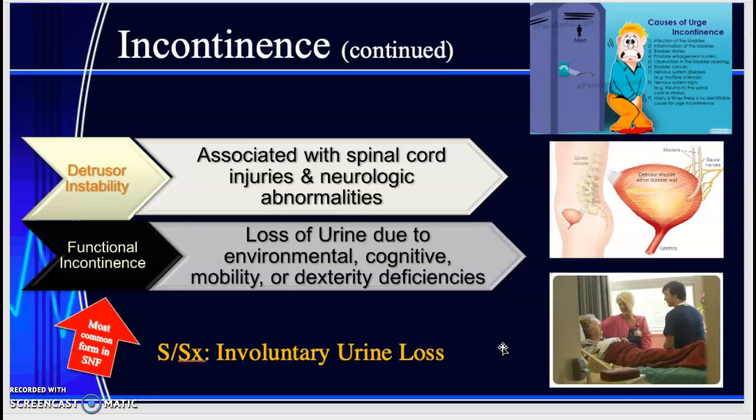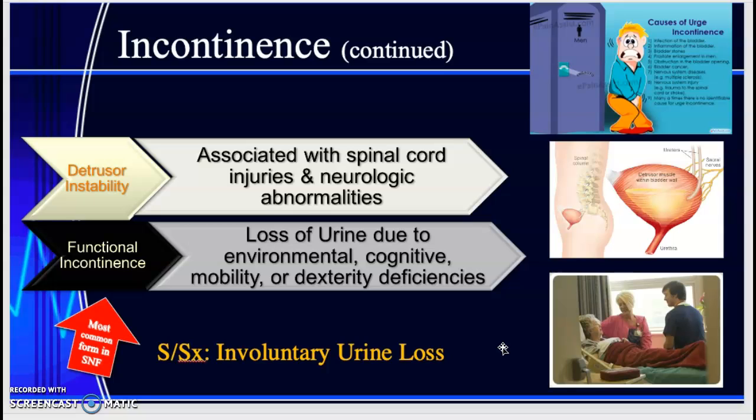And then the last one, and probably the most common one that you're going to see, is functional incontinence. This is where they lose control of urine due to environmental, cognitive, mobility issues, and dexterity deficiencies. A great example of this would be if you were to go down to a skilled nursing facility and you take a person that is normally active, stick them in a room, stick them in a bed, put the side rails up, and if you don't offer them a bedpan or the opportunity to go to the restroom, well, when their bladder fills up, then they lose control and they develop what we call functional incontinence.